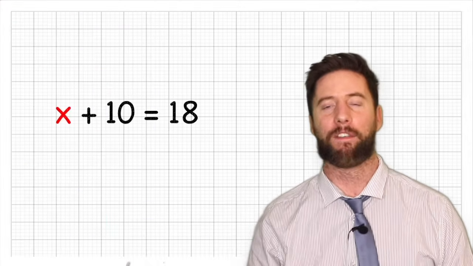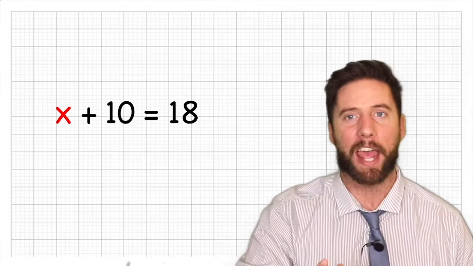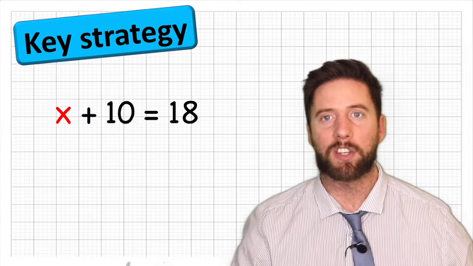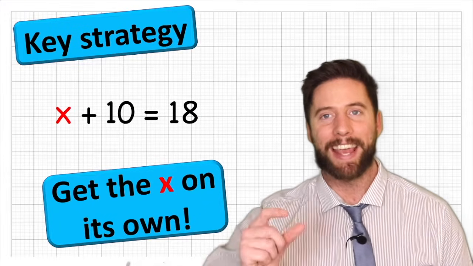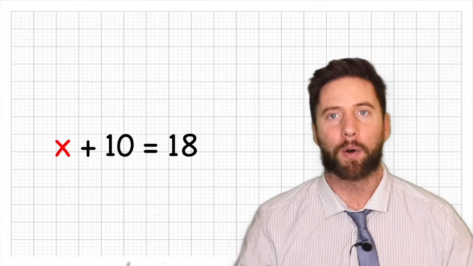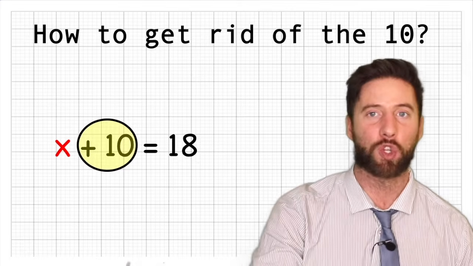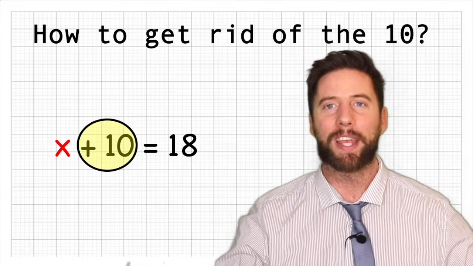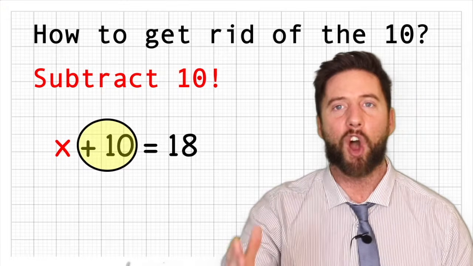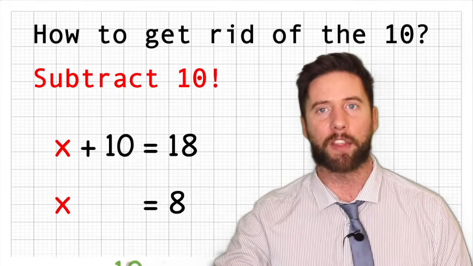And here is our first example. We are going to be looking at x plus 10 equals 18. So let's remember our key strategy. Our strategy is we need to get the x all by itself in this equation. But how? How are we going to do that when at the moment we have a 10 being added to our x? Is there a way we can get rid of this 10? Yes, we could subtract 10, but I can't just subtract 10 on this side. I will have to subtract 10 on the other side.